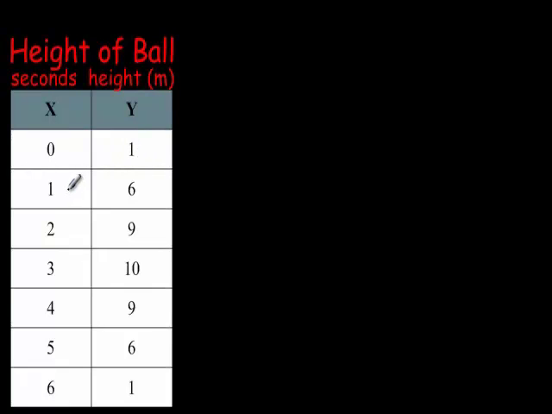After 1 second, you've thrown it now, so the ball is in the air, and it's 6 meters high. Now, you must be some kind of super strength thrower, maybe a CFL football player or a baseball player. But after 2 seconds, we've got 9 meters high. That's crazy. After 3 seconds, 10 meters. It keeps getting higher and higher, doesn't it?